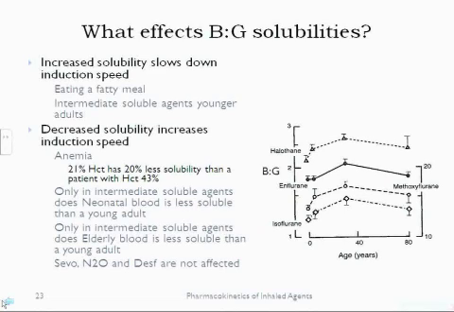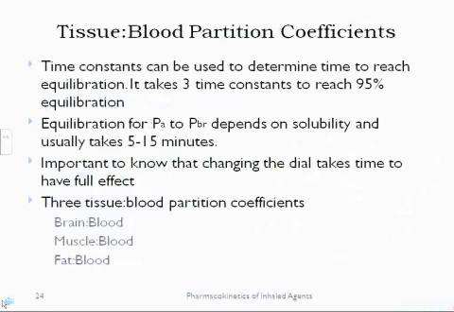If you look at your tissue partition, blood partition coefficients, it'll tell you how long it takes for equilibration to take place. Time constants can actually be determined at the time to reach equilibration. It takes 3 time constants to basically reach 95% equilibration. And the equilibration for the arterial to the brain depends on solubility and usually can take as much as 5 to 15 minutes. And that's important for you to know. If I change the dial, I shouldn't expect the medication to have its peak effect right away. It's going to take 5 to 15 minutes.